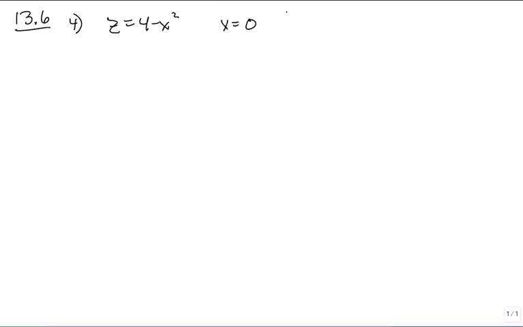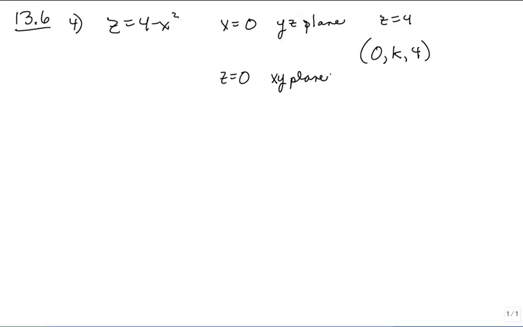X equals 0 is in the YZ plane. We get Z equal 4, so we get the point (0, k, 4), because Y can be anything. If we let Z equal 0, we're in the XY plane. We get x squared equal 4, x equal plus or minus 2, so we get plus or minus 2. Again, y can be anything.